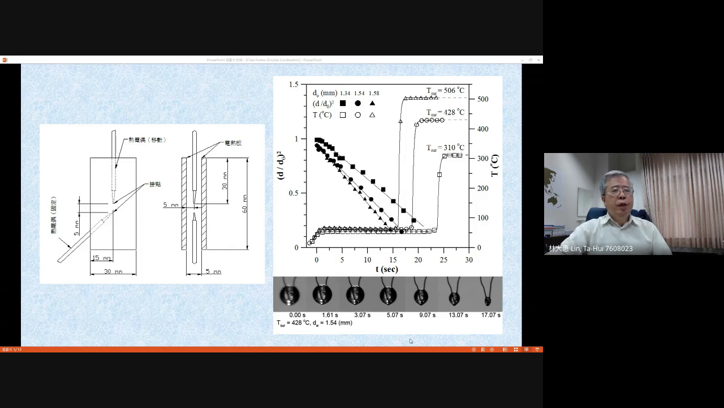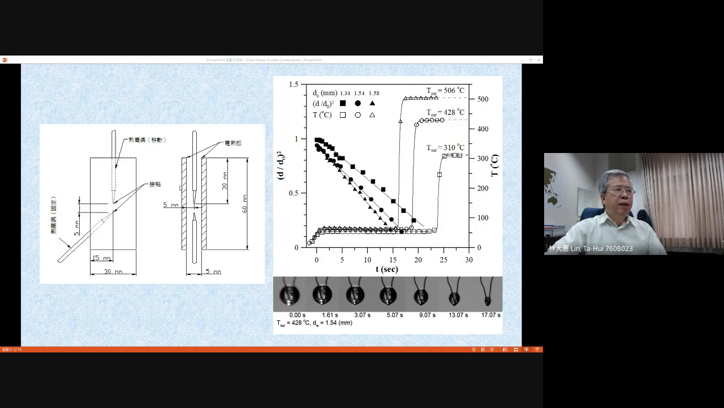Before we go to the free-falling droplet experiment to look at the droplet combustion experiments, we shall give you some examples to illustrate the droplet evaporation. There is another technique you may use, but those kinds of techniques are usually limited to purely evaporation experiments. Okay, look at the figures on the left-hand side.